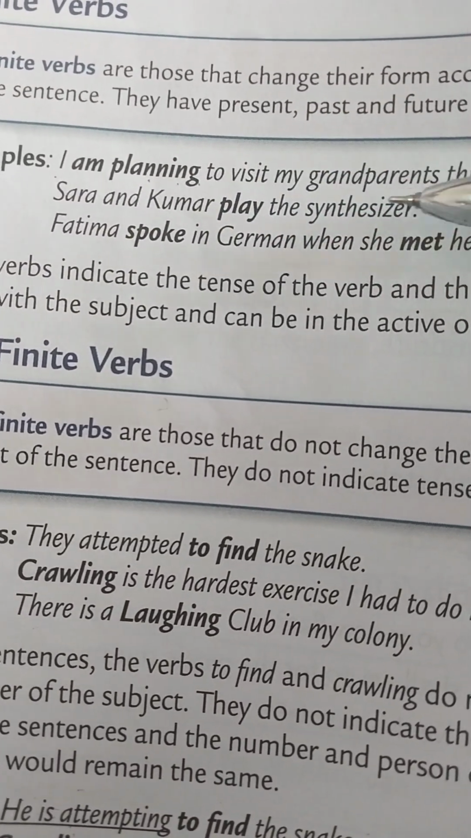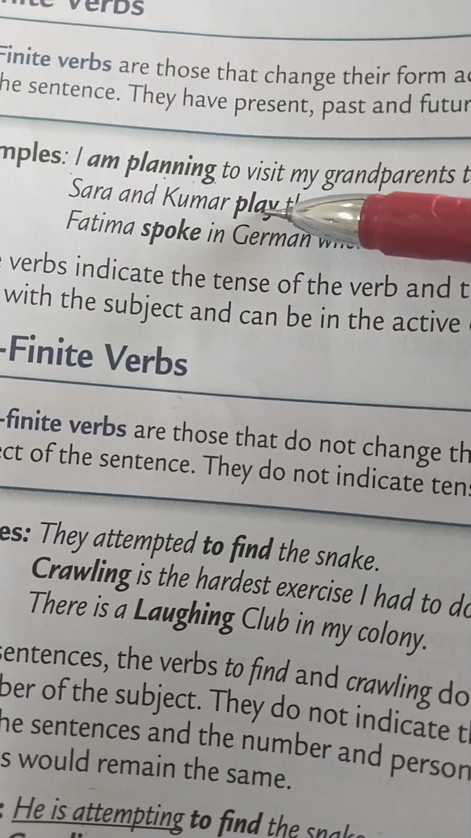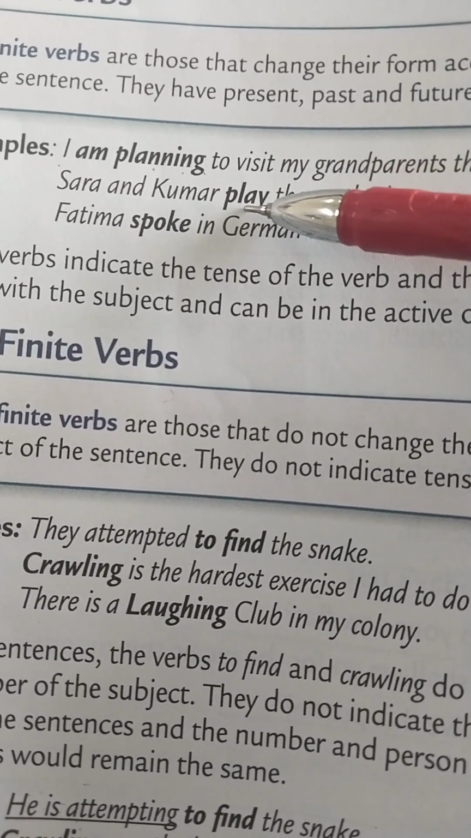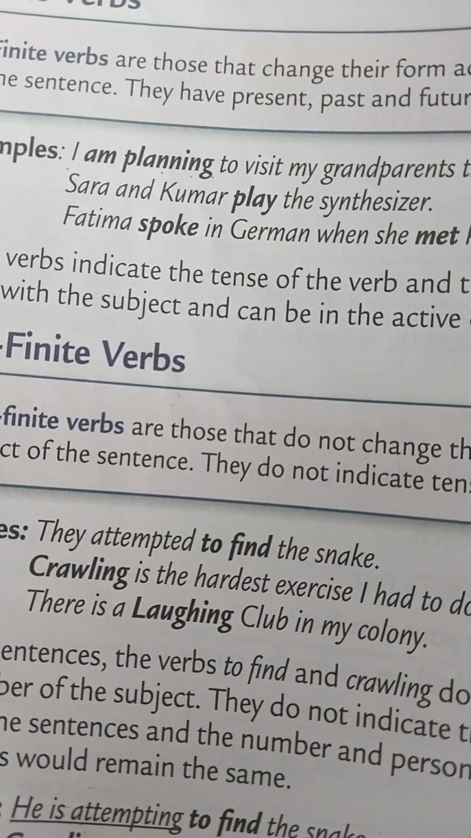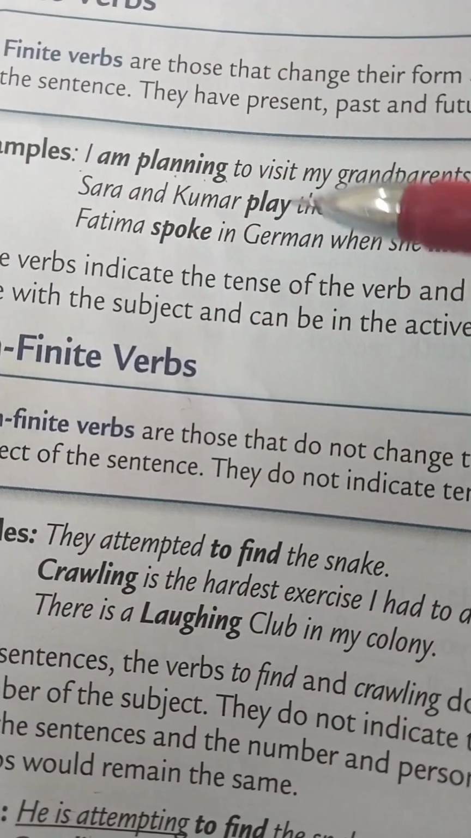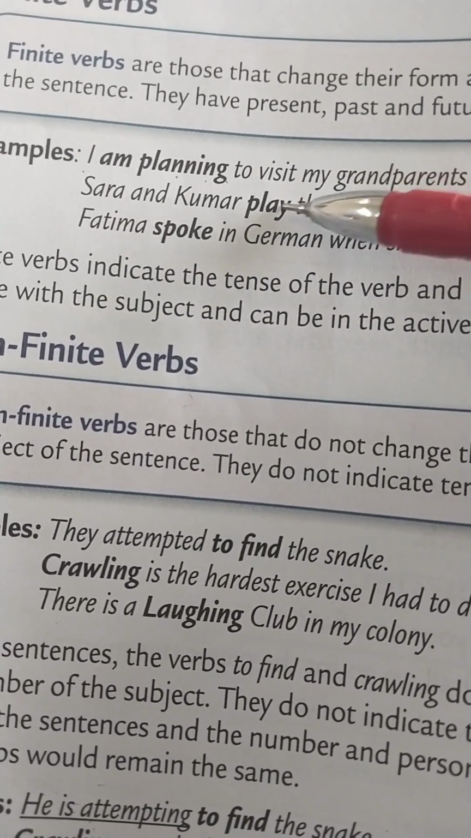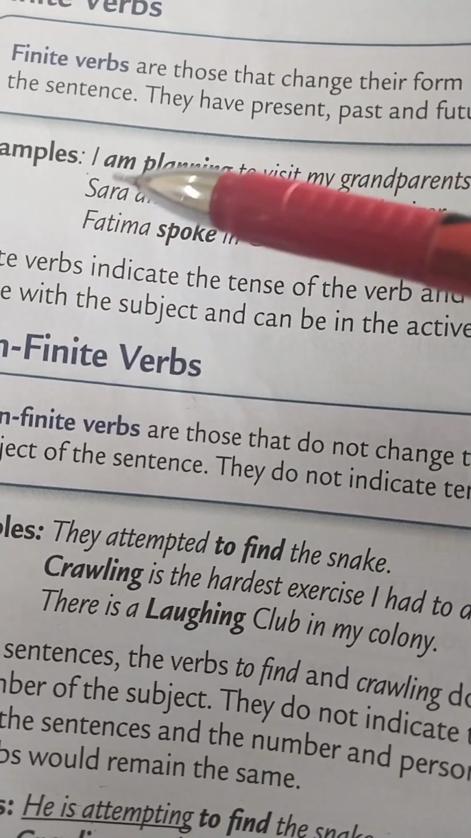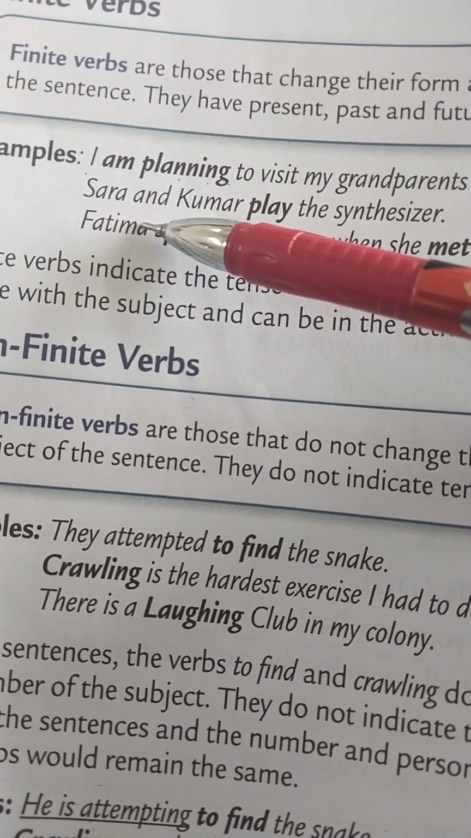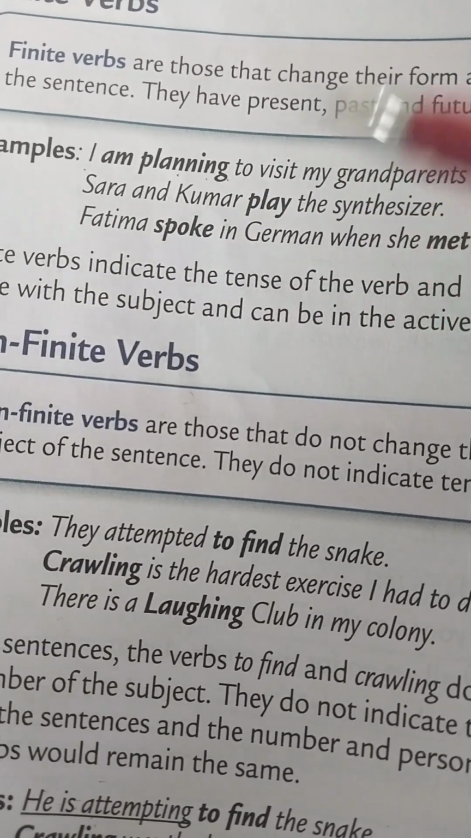Sarah and Kumar play the synthesizer. Now "play" in the sentence is a finite verb because it changes according to the number and person of the subject. For example, if I say only Sarah, Sarah plays the synthesizer. So here "play" is changing according to the number of the subject of the sentence. So this is a finite verb.